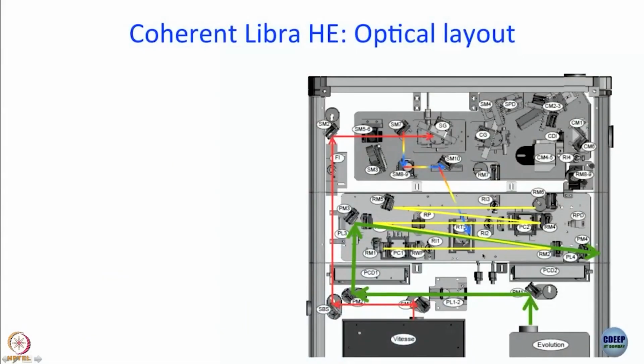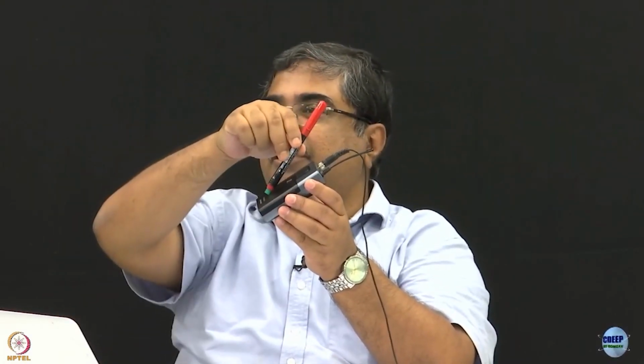Now, before going further, can you guess where the seed goes? The seed has come from SM10 and it has hit the regen Ti:sapphire crystal. From there, where will it go? To help you, I can put it like this. This is how the Ti:sapphire is, and the seed comes like this. In which direction will it go?